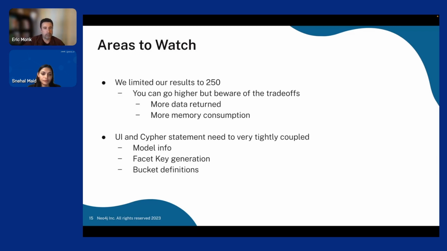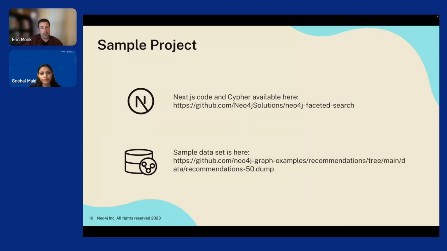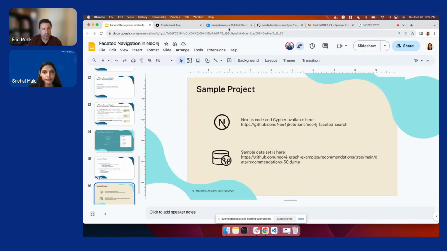Let's go to the next slide, Snehal. We have the sample project out here. It's a public project under Neo4j faceted search. I think Snehal will have a few minutes here if you want to show them some of the code. And the sample data set we use is linked there as well. There is a README file inside the GitHub project that you can take a look at. It'll help you run it and gives you a pointer to the dump file. So Snehal, if you want to just show the code and maybe show a few files, that'd be great.